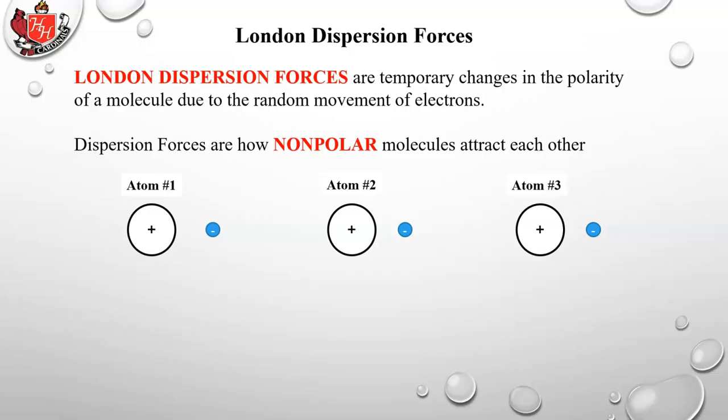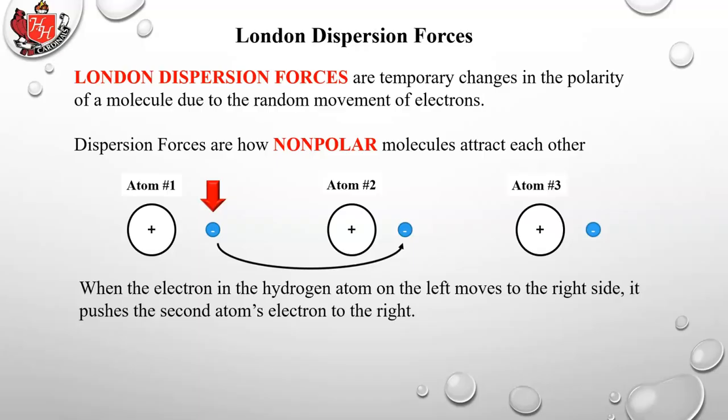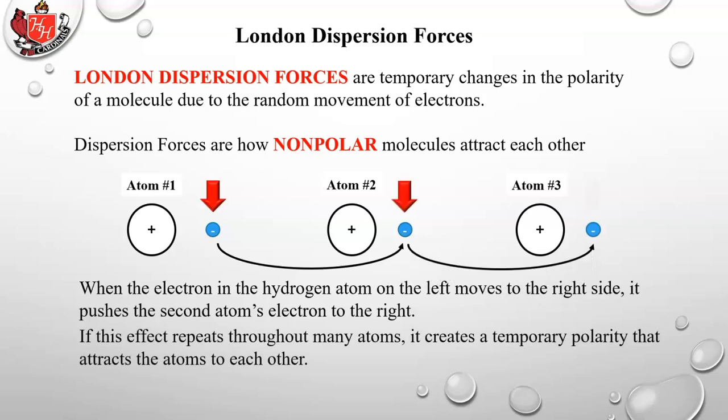So let's look at 3 atoms down below, and there the electrons are just randomly going around the atom, and suddenly for some reason, and the reason could be anything, they settle over on one side, on the right side of each of those atoms. So what we see is that when the electron in the hydrogen atom on the left moves to the right side, it pushes the second atom's electron to the right. And if this effect repeats throughout many atoms, it creates a temporary polarity that attracts the atoms to each other.